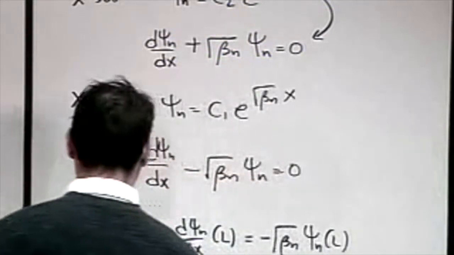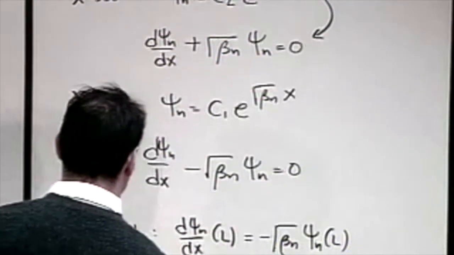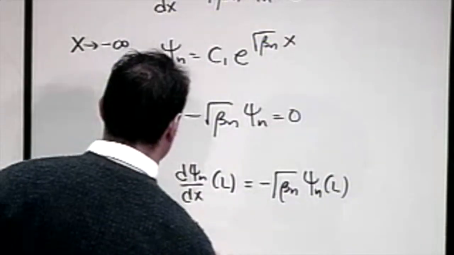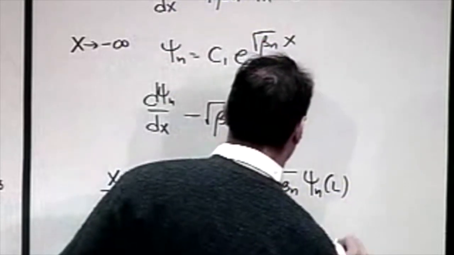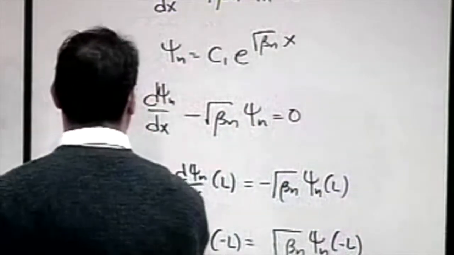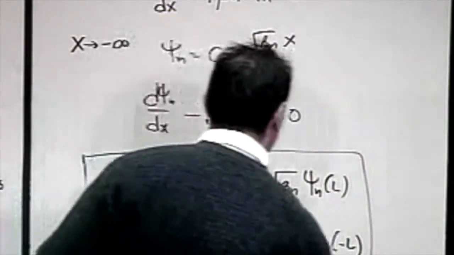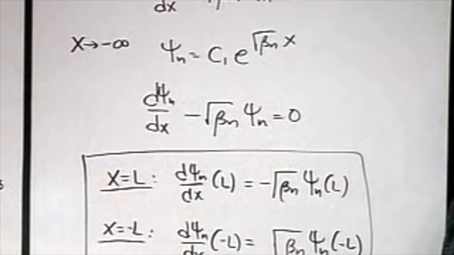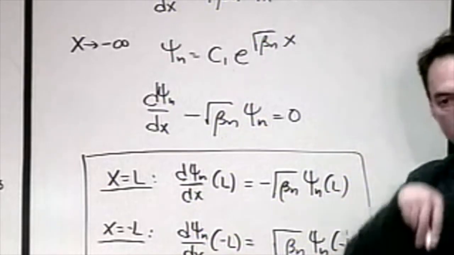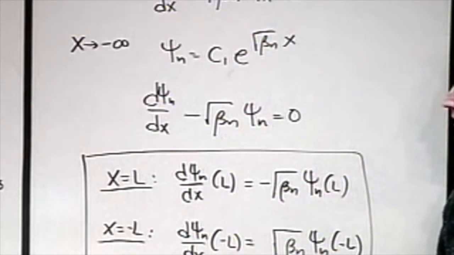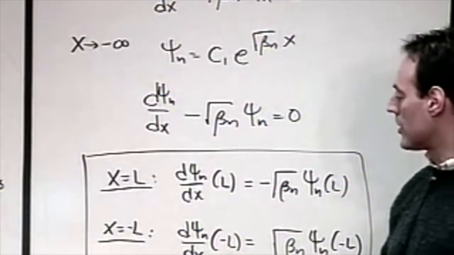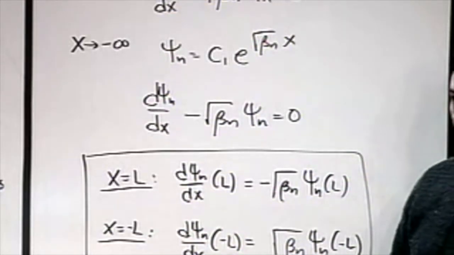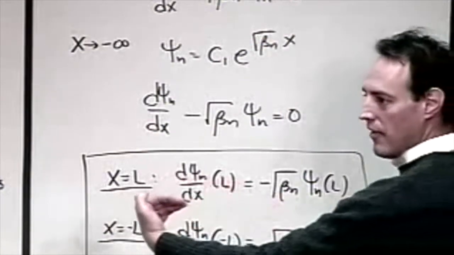And the boundary condition on the left is d psi n dx at negative L is equal to positive square root beta n psi n of negative L. Those are the boundary conditions. Okay? So notice, just like we did in the shooting method, we're going to start off from the left boundary and shoot to the right. We're going to shoot from negative L over to L.